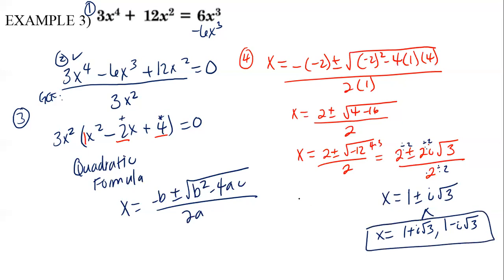Okay, my other one, so remember this 3x squared right here equals 0. So we have 3x squared equals 0. So x equals 0, and it's with a multiplicity of 2.